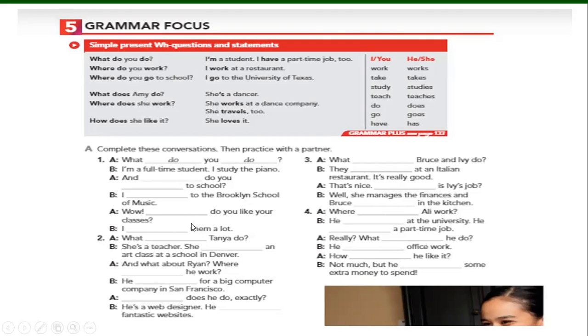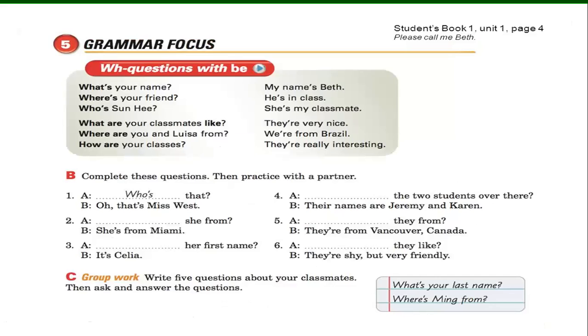And here you will have a conversation that I would like to ask you to please practice at home. Because of the time, we won't be able to complete it here, but this is an extra practice for you. And I have here another chart that says WH questions with be. What's your name? My name is Beth. Where is your friend? Excuse me. He's in class. Who's Sun He? She's my classmate. What are your classmates like? They are very nice. Where are you and Luisa from? We're from Brazil. How are your classes? They are really interesting. So again, here you have a conversation to complete, right?